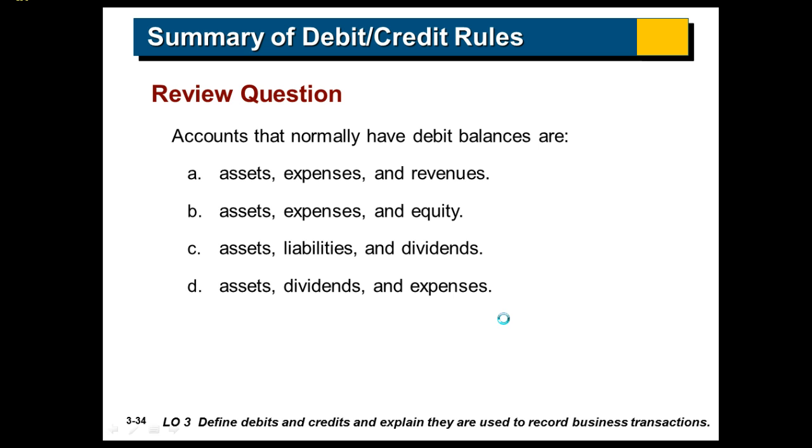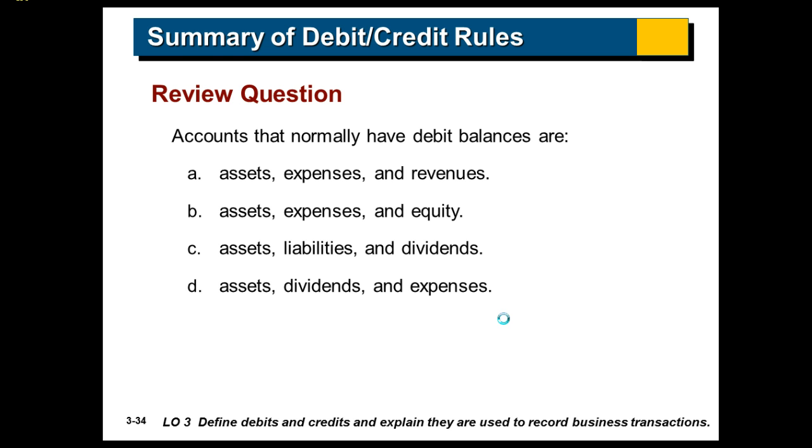Another review question here for us is, accounts that normally have debit balances, are they assets, expenses, and revenues? Assets, expenses, and equity? Assets, liabilities, and dividends? Or assets, dividends, and expenses? Well, you want to go back and check out that one page that showed the normal debit balances. A normal debit balance is going to be an asset, a dividend, and an expense.